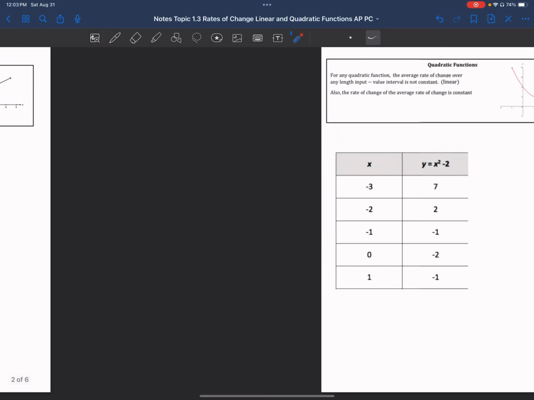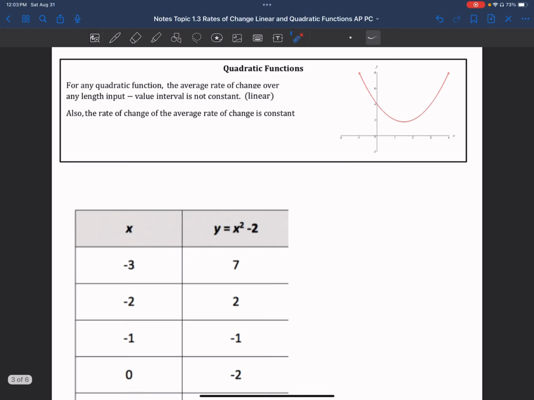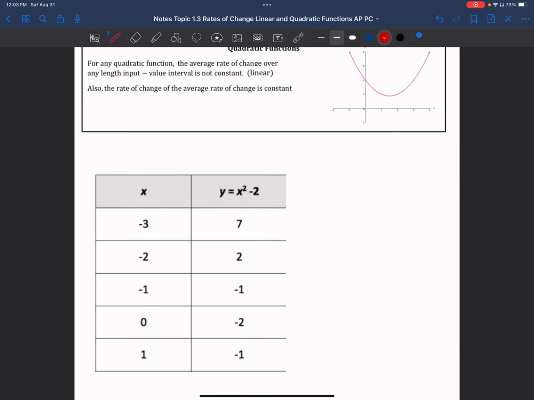When you look at a quadratic function, it's going to be different. For any quadratic function, the average rate of change over any length input value interval is not constant, but it does tell you here that they're going to have a linear pattern to them. Also, the rate of change of the average rate of change will be constant. Let's look at the table at the bottom so you can see what I'm talking about.